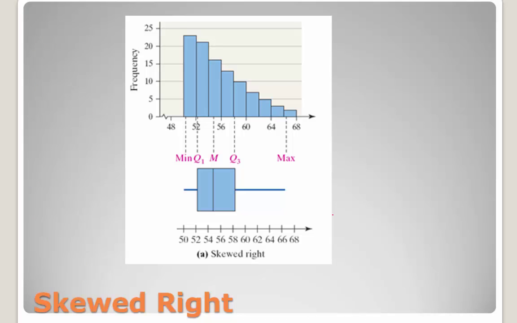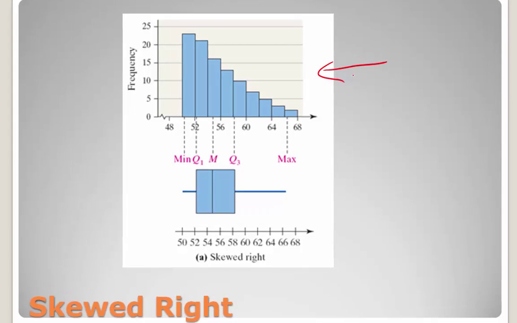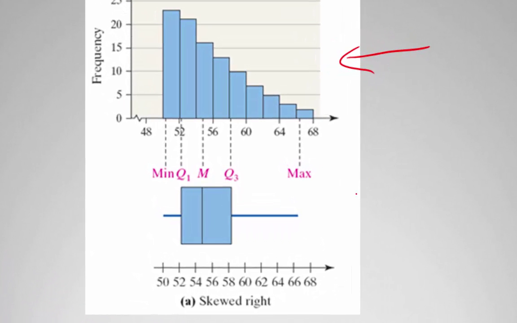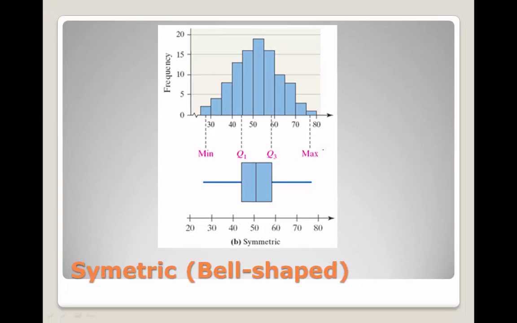So here's some skewed data. If you'll recall, we looked at histograms previously and said if the tail of the data was on the right, the data was said to be skewed right. If you look at that same data represented with a box plot below, you can see the tail or the whisker is longer on the right when the data is skewed right. This data is symmetric or bell-shaped, so the whiskers are the same length.